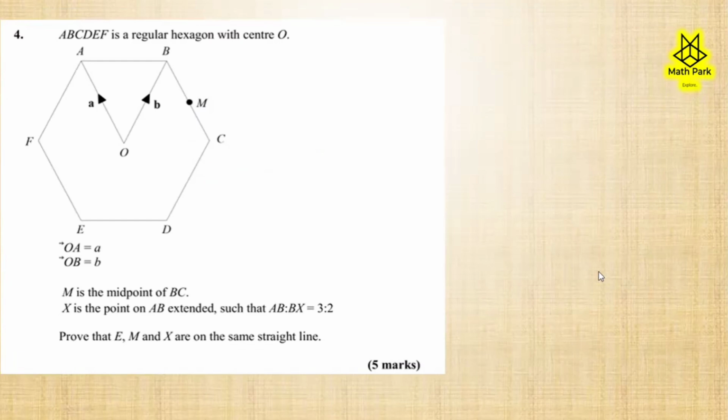Now here you have A, B, C, D, E, F is a regular hexagon. Regular hexagon, all the sides AB, BC, CD, they are equal, with center O. We are given vector OA is equal to A and vector OB is equal to B. M is the point on BC, midpoint. So this is the midpoint, so it is half of BC. And X is the point on AB extended. So this is your X here.